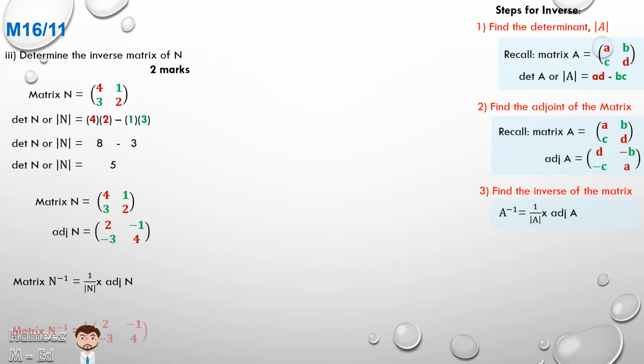So that will be 1 over 5, because we got the determinant as 5, multiply, it's understood, so we don't need to write it, 2, minus 1, minus 3, 4, the adjoint matrix.